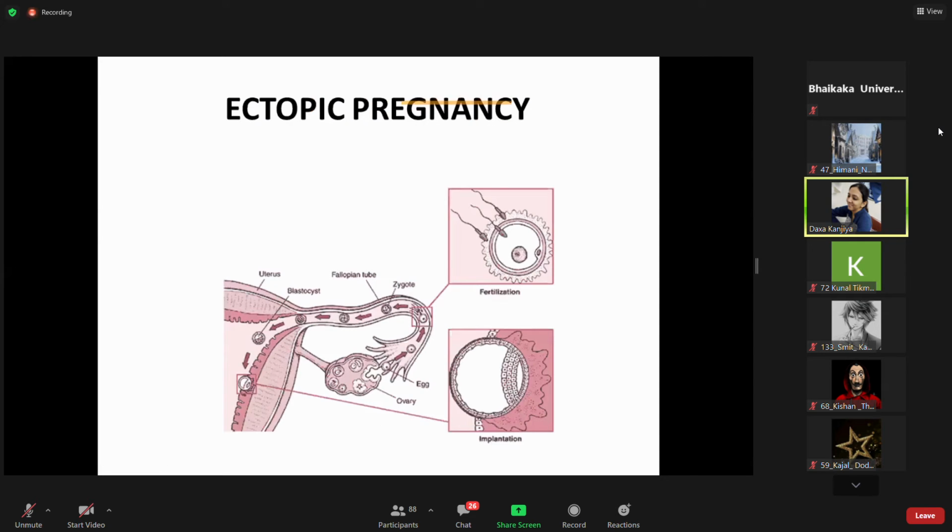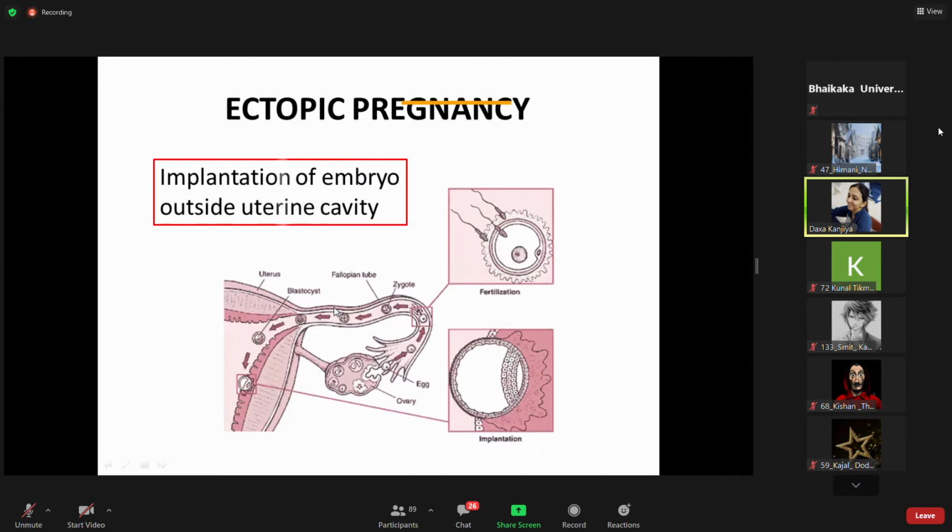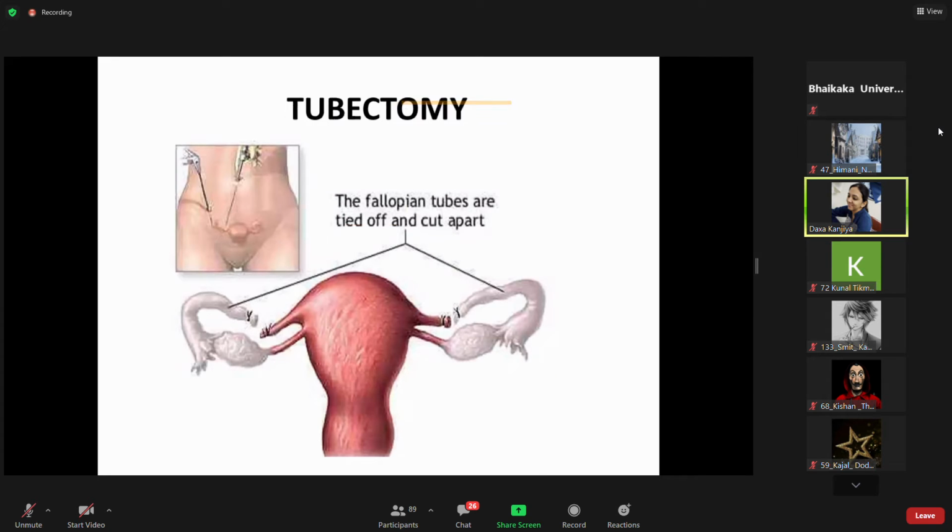Ectopic pregnancy: instead of implantation of the zygote within the uterine cavity, if the implantation takes place outside the uterine cavity, then this condition is known as ectopic pregnancy. Ectopic means outside. The most common site for ectopic pregnancy is the ampulla of the uterine tube. Tubectomy is one of the methods of family planning. Here the uterine tubes are first cut apart and then both the ends are tied up. So this is the method used for family planning.